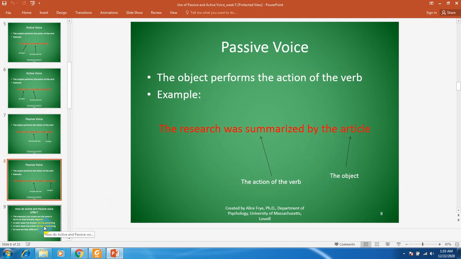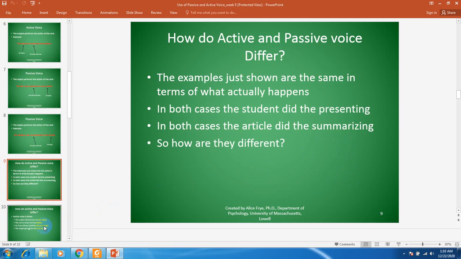What is subject? Subject means the doer of an action. And what is object? The receiver of an action is called object. Okay, how do active and passive voice differ?